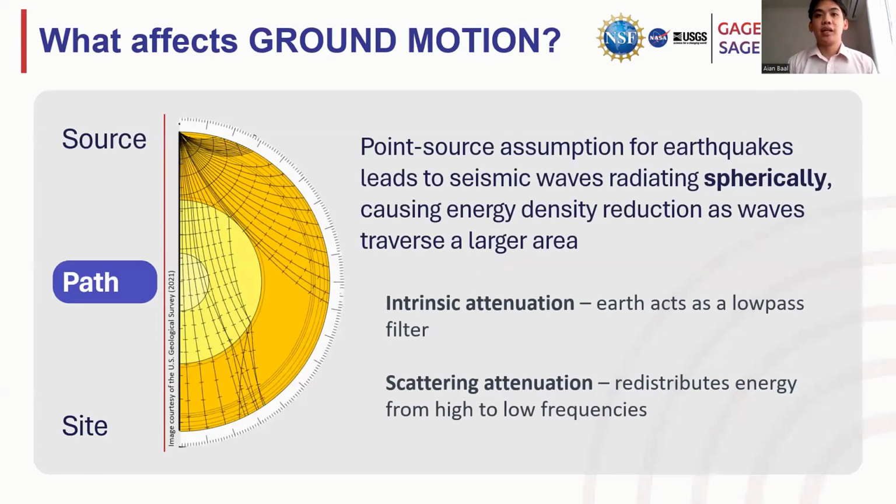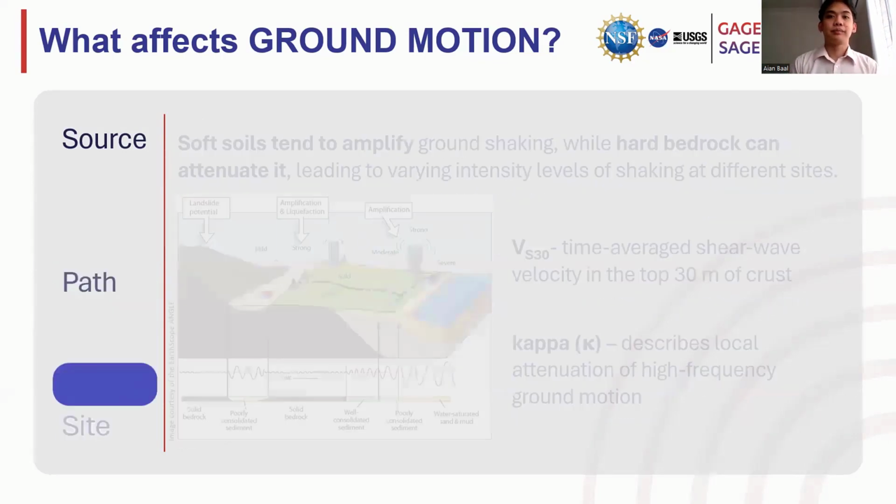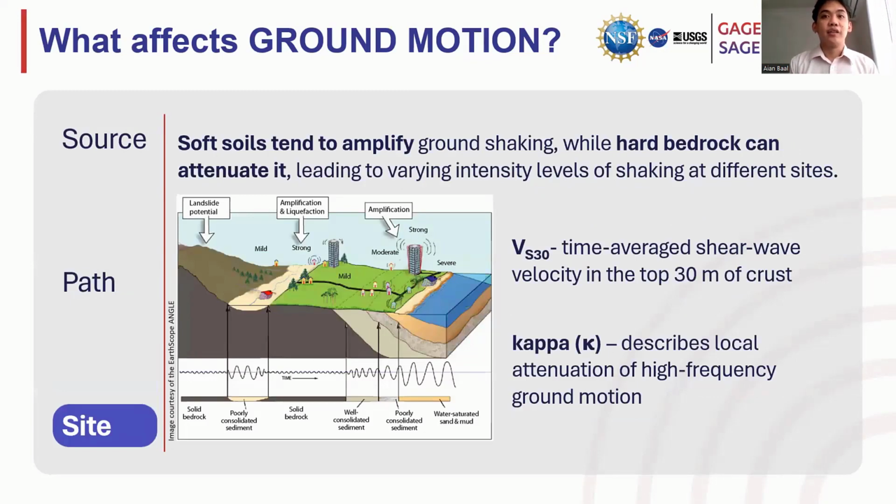As the seismic waves travel further away, they are spread out over a larger area, so the energy density decreases. In short, seismic waves lose energy, or attenuate, as they travel through the crust. And lastly, the focus of this project, the site. Depending on its geology, the site can attenuate or amplify the ground motion, leading to varying intensity levels of shaking at different sites. There are two parameters specifically tackled in this project.